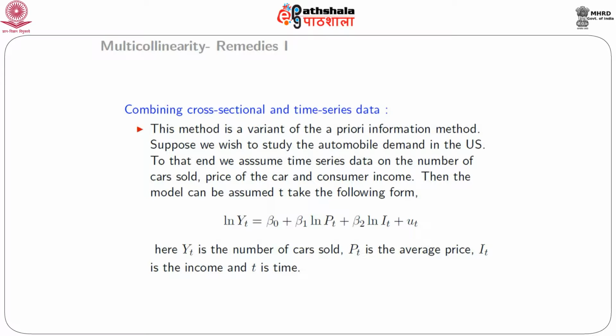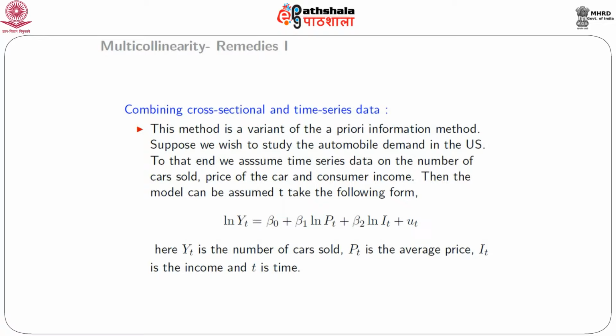This method of removing multicollinearity is a variant of the a priori information method. The a priori information method is another method of removing multicollinearity, where we use prior information to estimate some of the parameters of the collinear predictor variables in a model and then plug them into the model so that the other parameter can be estimated with more precision. So, combining cross-sectional and time series data can be considered as a variant of this method.